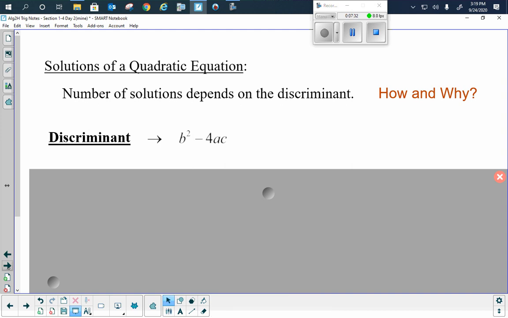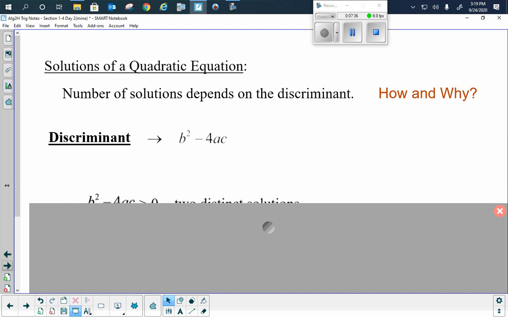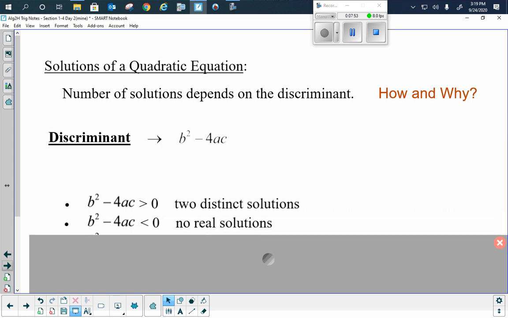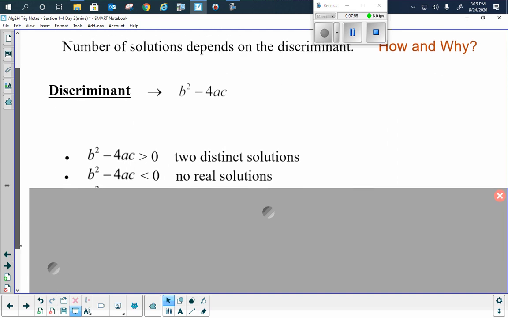Now, hopefully it makes sense that if b squared minus 4ac is positive, then you'd have two distinct solutions, right? Because you'd have something like 5 plus or minus 3 over 2, if I'm just making up something. If b squared minus 4ac is less than 0, well, that means you're taking the square root of a negative. So hope you would be in agreement that you get no real solutions.